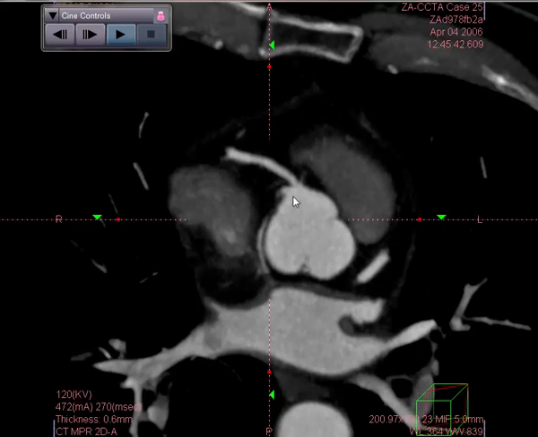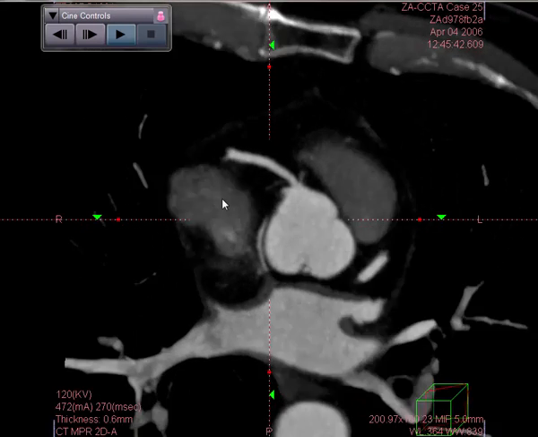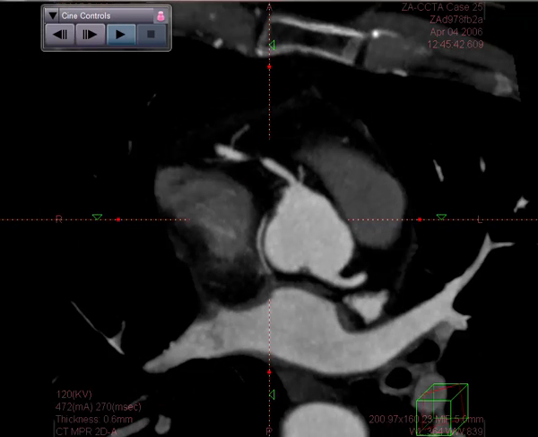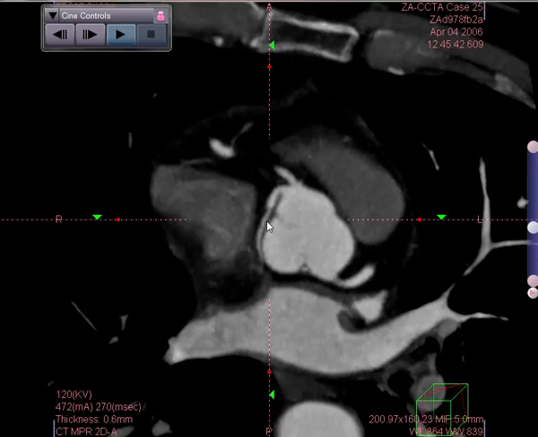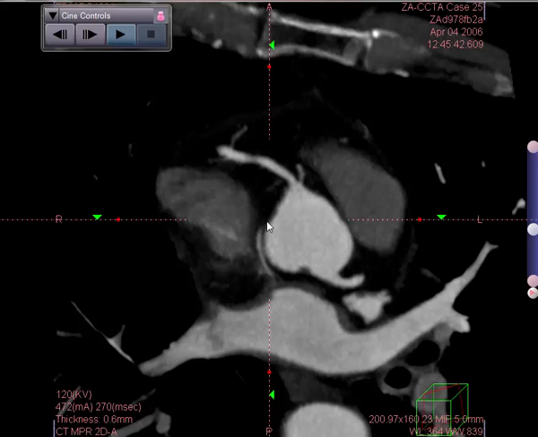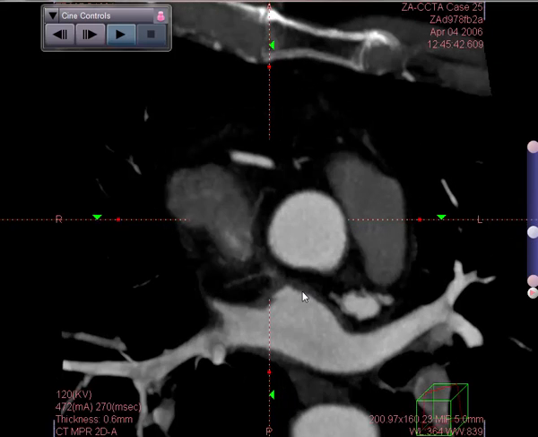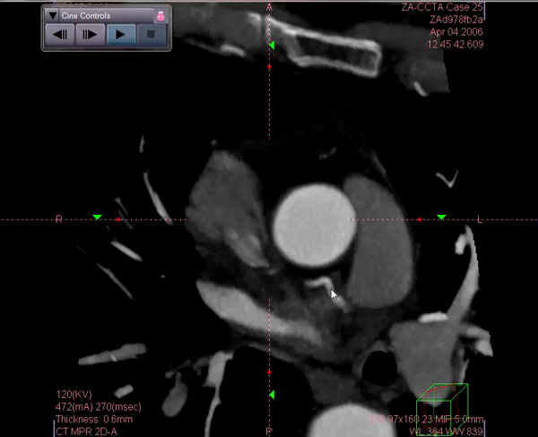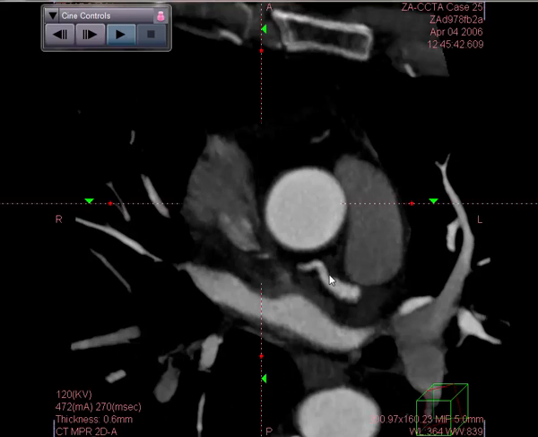cusp. So we have this type of view here where we can see an aberrant left circumflex vessel coming off the right coronary cusp, passing posterior to the aorta and of course posterior to the pulmonary artery, and then assuming its normal anatomic course, otherwise unremarkable. So this is a benign congenital coronary anomaly.